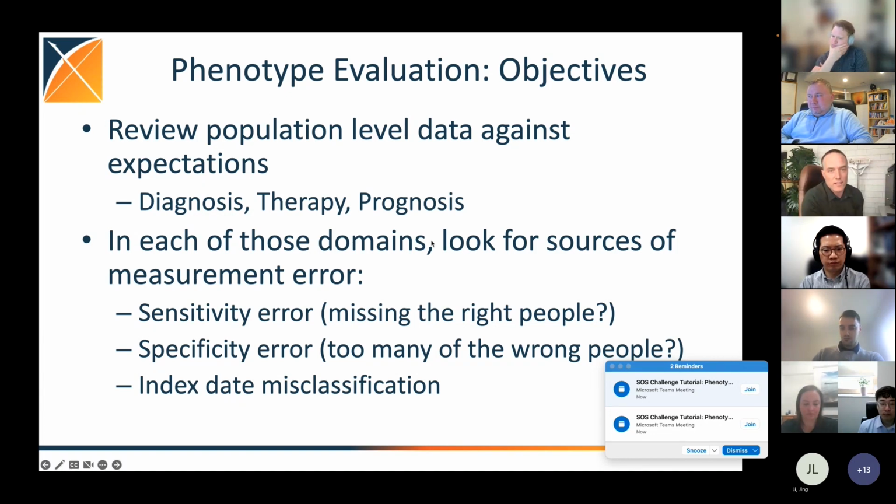see in cohort diagnostics. Within each of those domains, we look for sources of measurement error, with the main three being sensitivity error, so are we missing the right people? Specificity error, do we have too many of the wrong people? And index date misclassification, something that suggests that the condition of interest is actually starting before or after the index date as you've defined it.